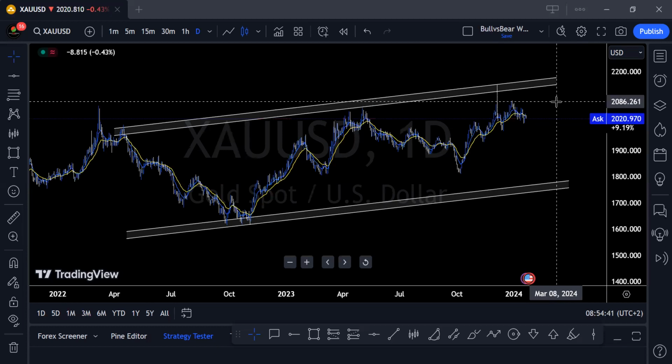We don't use order blocks. We don't use SMC, liquidity, and so on. We use impulse and correction, support and resistance. It's an easy way to treat this.